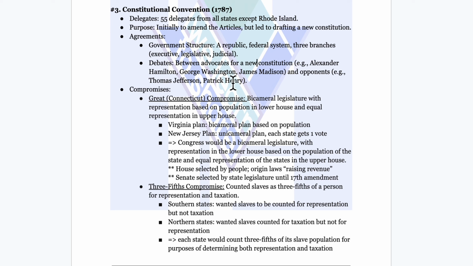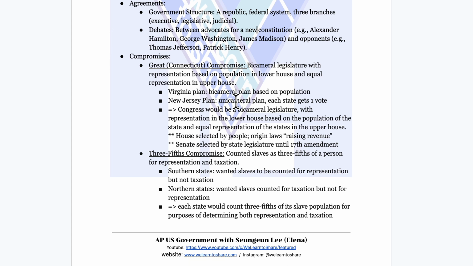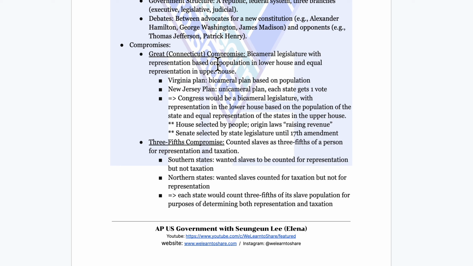The convention saw significant compromises. The Great Compromise, or the Connecticut Compromise, led to a bicameral legislature with representation based on population in the lower house and equal representation in the upper house. Basically, this ended up coming from two different plans that were proposed. First is the Virginia Plan, which proposed a bicameral legislature based solely on population. In this case, states with big populations like Virginia would stand for it. But for smaller states, it would be unfair because they would have fewer representatives in the legislature because of their small population.